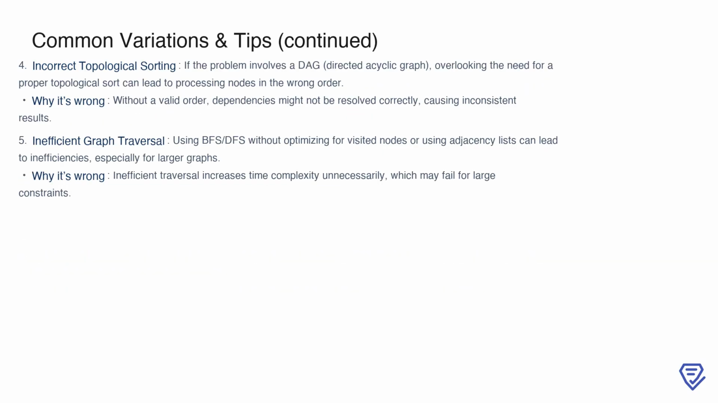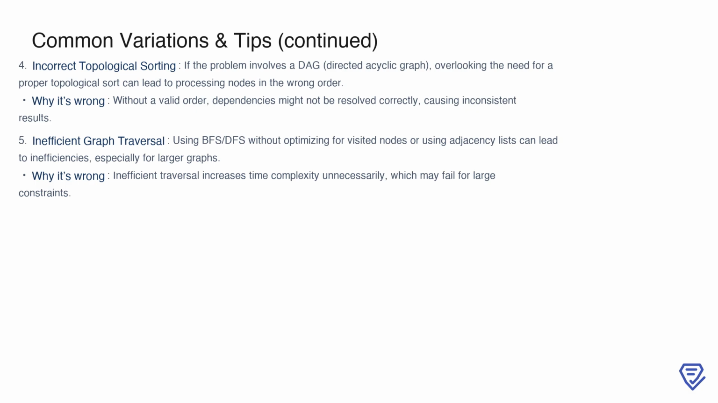Topological sorting is another important consideration when dealing with directed acyclic graphs. Processing nodes out of order can prevent dependencies from being resolved properly, leading to flawed results. For example, if a node depends on another that's processed too late, your solution may fail to account for the correct relationships.